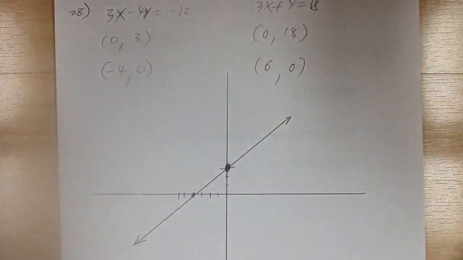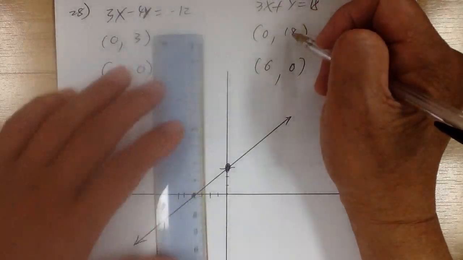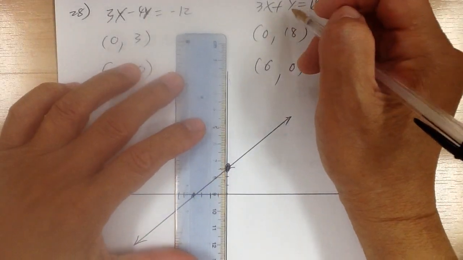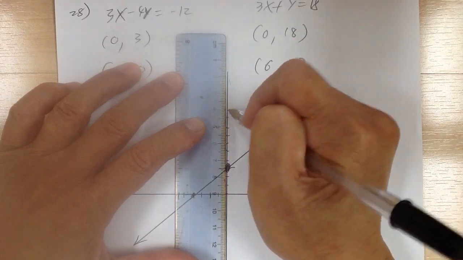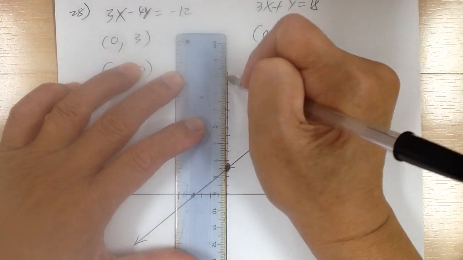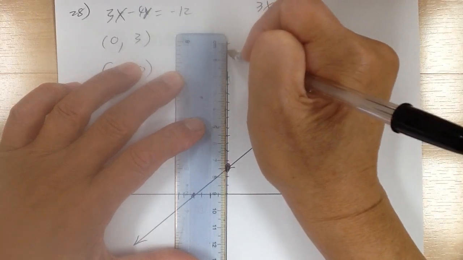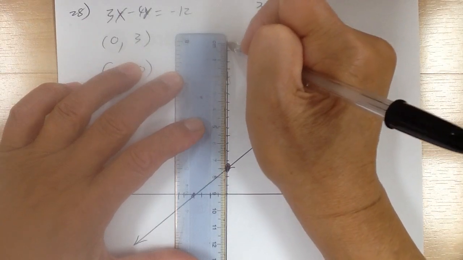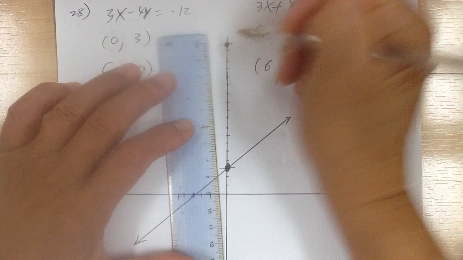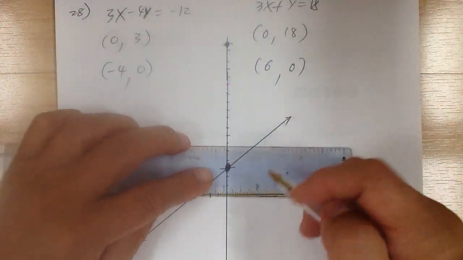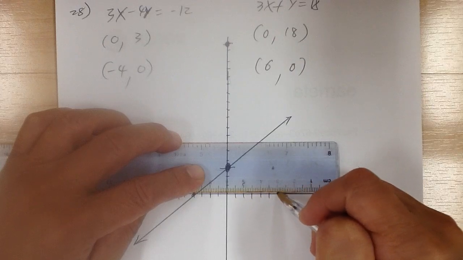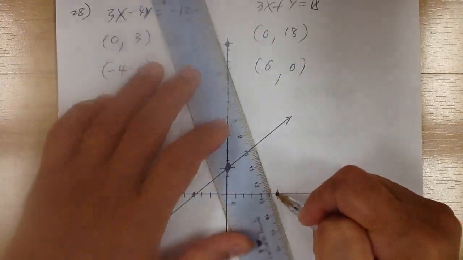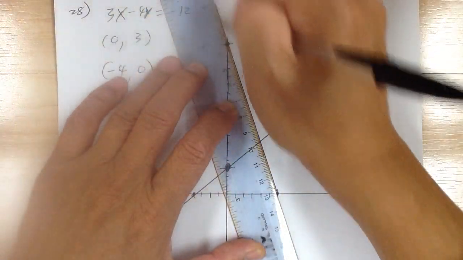Now let's graph this one. You got 0, 18. Okay, so there's 0, 18, then you got 6, 0. And then you graph that.